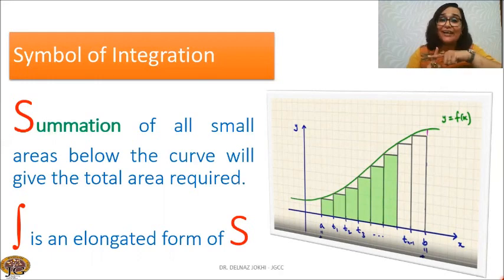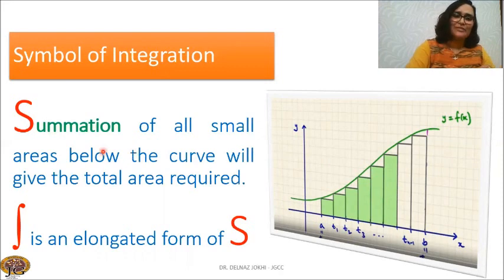आपको कुछ plus करना है. क्या plus करना है? वो कर्व के नीचे जो छोटे एरियाज है, अगर सारे एरियाज को आप ऐड करते जाओगे तो you will get the entire area below the curve. So what are you doing? You are doing summation. Summation of what? Summation of all the small areas below the curve. उन सबको आप summation करते हो.